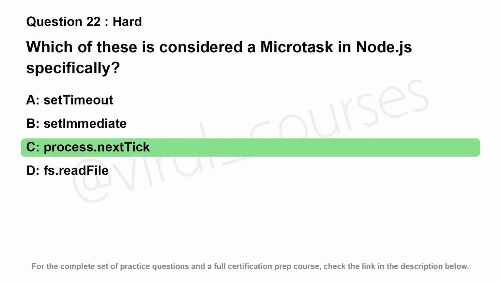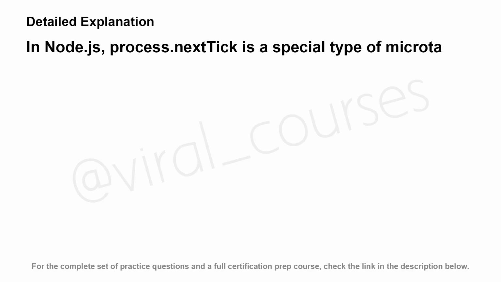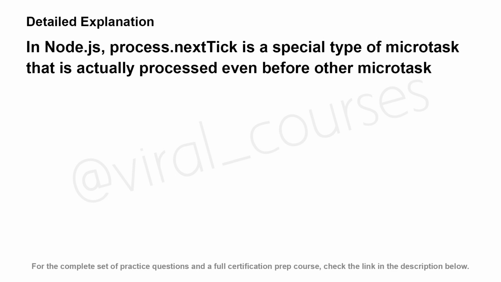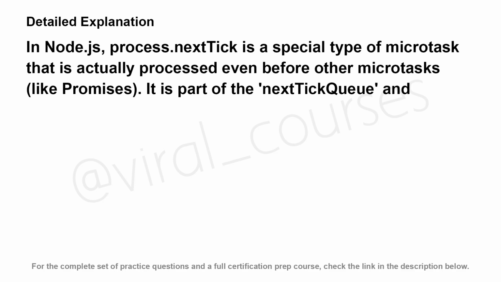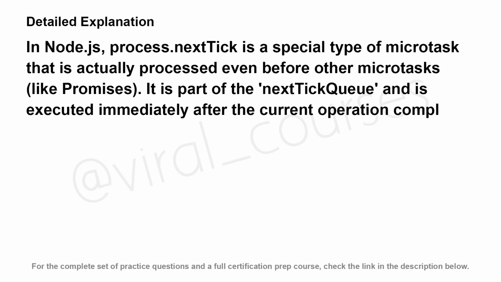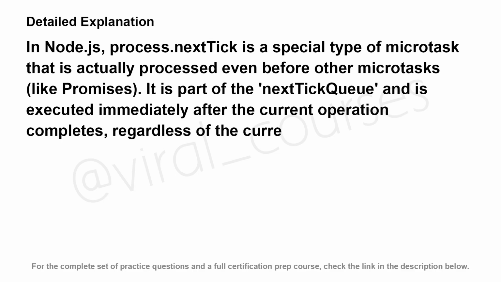The correct answer is C. In Node.js, process.nextTick is a special type of microtask that is actually processed even before other microtasks. Like promises, it is part of the next tick queue and is executed immediately after the current operation completes, regardless of the current phase of the event loop.